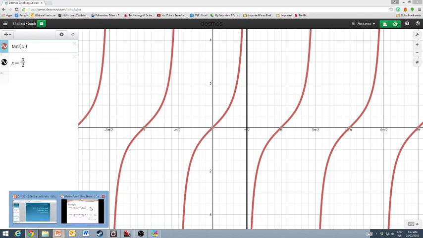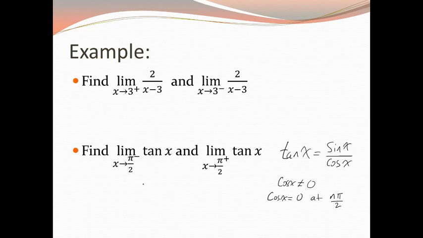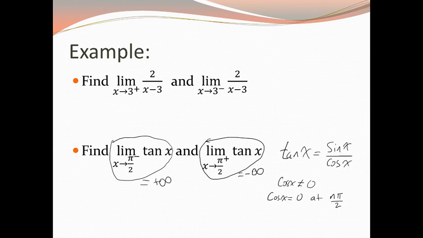So what we can say, let's highlight it. This limit is positive infinity, and this limit is negative infinity. And we just pull that straight from the graph. Okay. And if you don't have graphing software, again, just pick a number that's close to pi over 2 on the left side, and pick a number that's close to pi over 2 on the right side. Just calculate it and see what numbers you get. All right, so there we go.